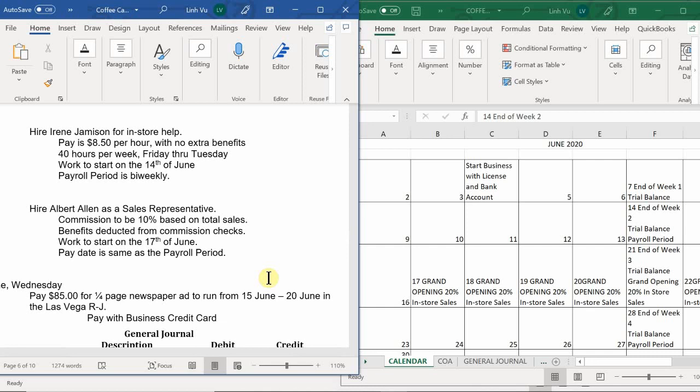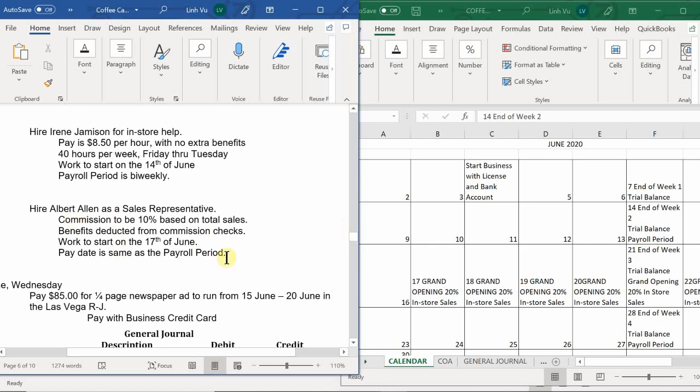Okay, and work is to start on when? June 17. June 17 is when they need to start working. Again, the pay date is the same as the payroll period. So this person is going to earn their check the same day that our hourly workers also earn their paycheck. Okay, so in this case, right?